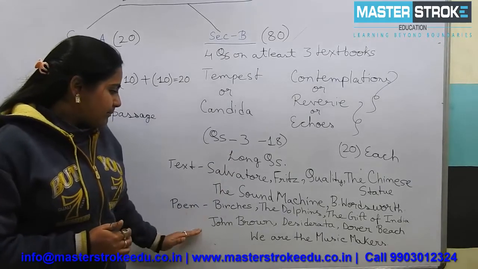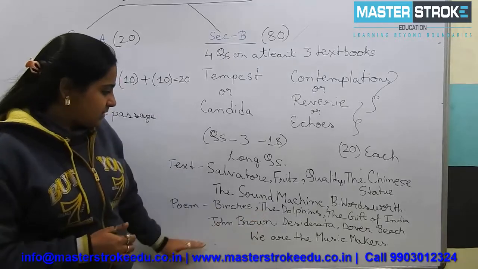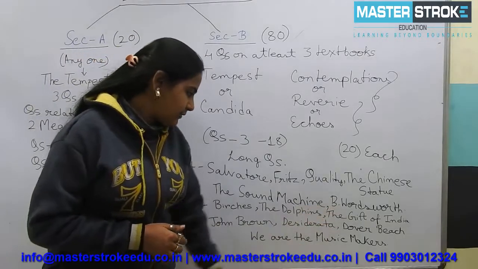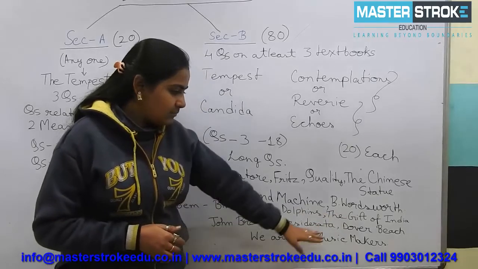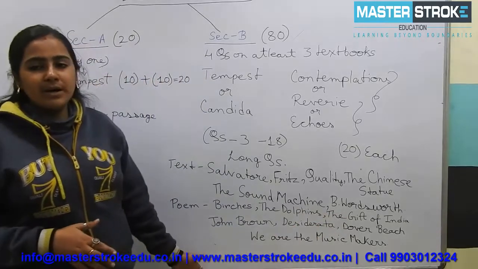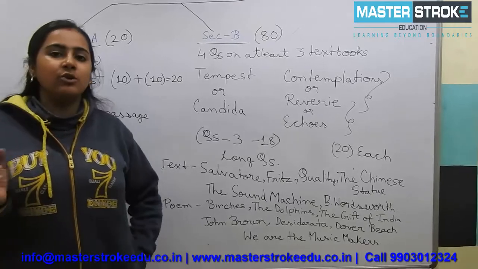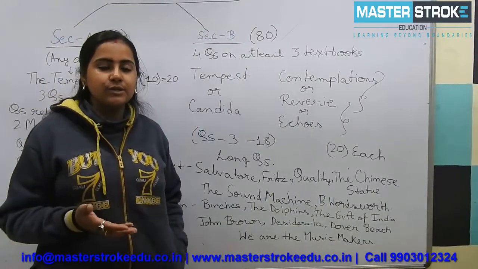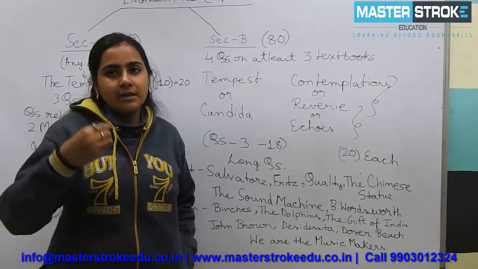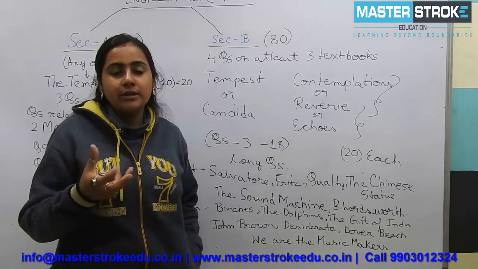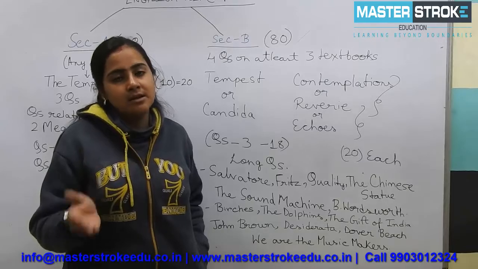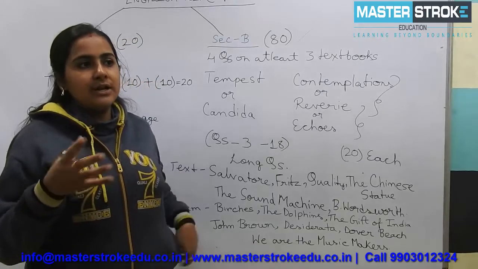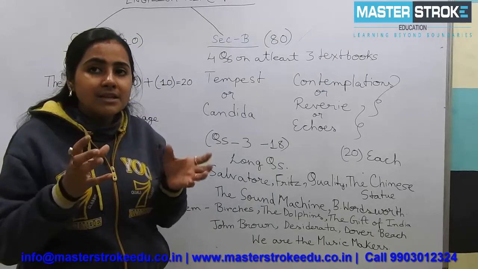So it will be easy for you. Next, from the poem part, which you have to focus on more are Birches, the Dolphins, The Gift of India, John Brown, Desiderata, Dover Beach, We Are the Music Makers. In the poem part also many things are there. You can also add the figure of speech, take up the lines, explain and quote them. You have to show what you know, and don't make 10 errors, and try to convey your message properly.